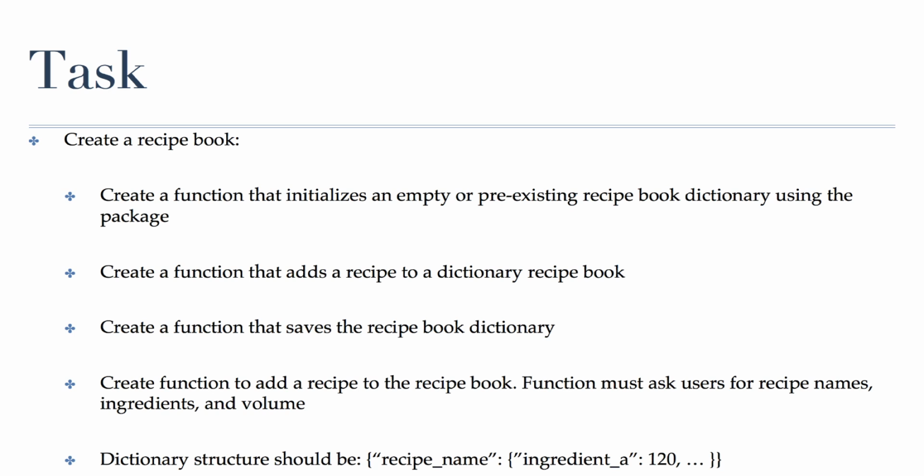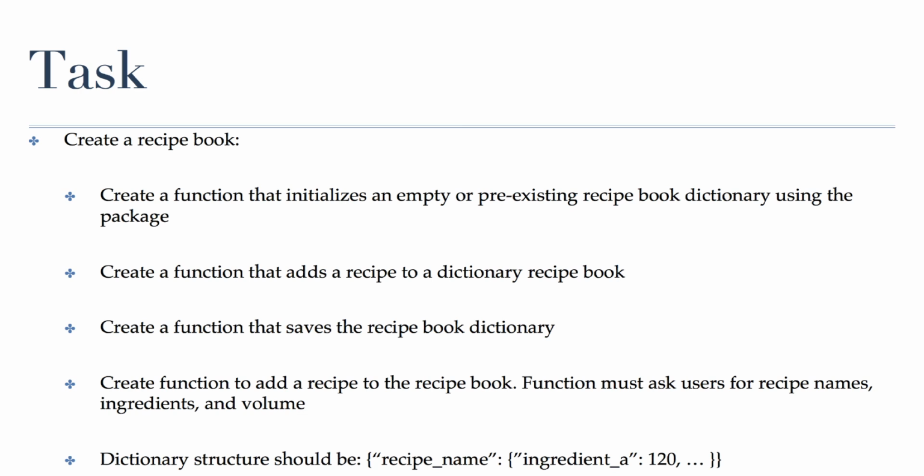So the first thing you're tasked to do is to create a recipe book. This recipe book is going to contain the code to also add to that recipe book in some way, shape, or form. So first, you're going to create 3 functions. A function that will load a recipe book into memory. So if you've already created a recipe book, you want to be able to load it, like initializing a dictionary if it doesn't exist, if you haven't created one yet.